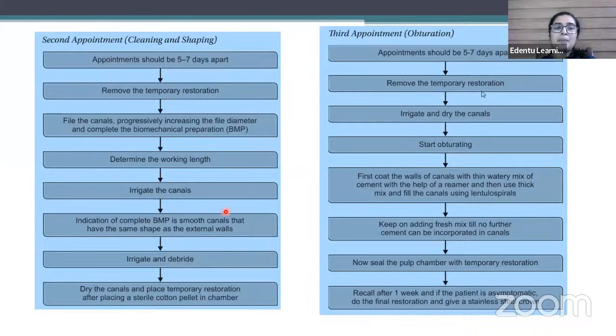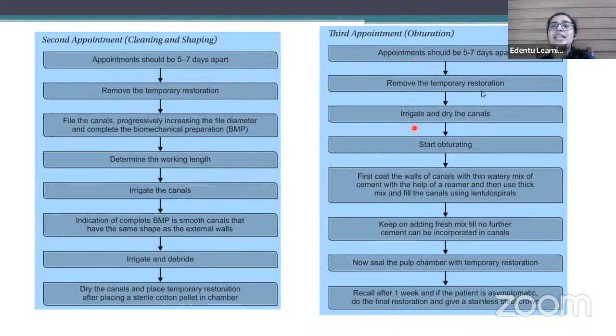The indication of complete BMP is smooth canals that have the same shape as that of the external walls. Followed by that, irrigate and debride. Finally, dry the canals and place a temporary restoration, placing a sterile cotton pellet in the chamber. Now coming on to the third appointment, as we just told, it should be after 5 to 7 days.